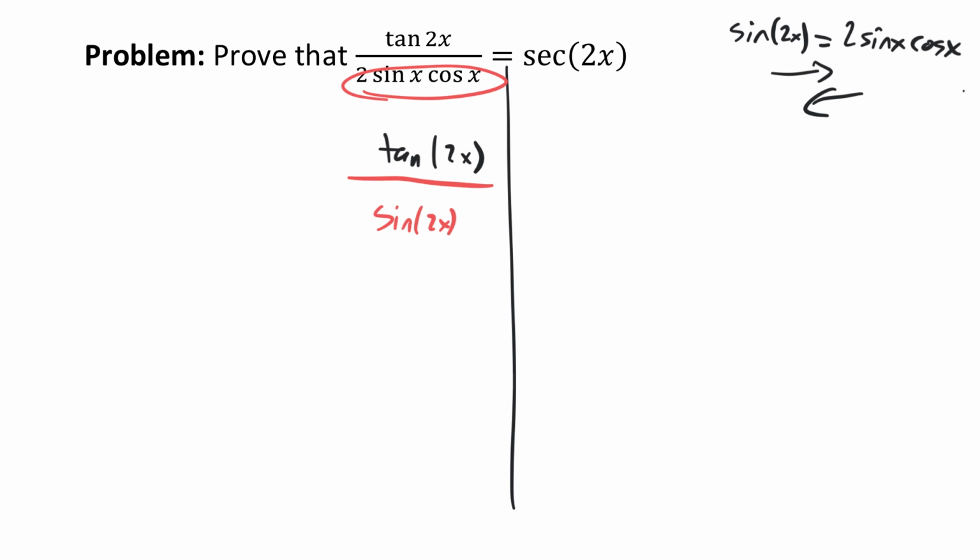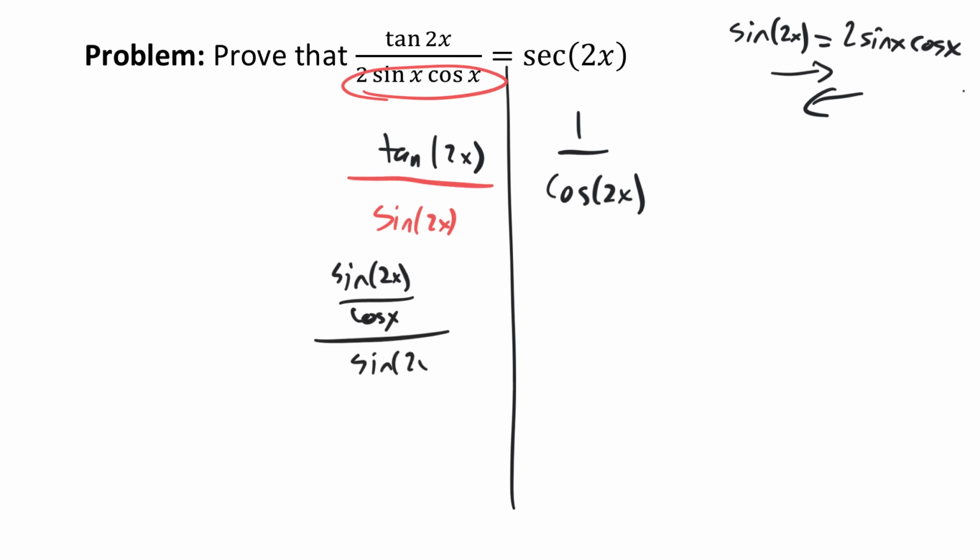Now over on the right side, we have secant. We can write that as 1 over cos, and of course it'll still be a 2x. Now they don't look the same, but at least everything is in kind of like a 2x form. So that's kind of helpful. Tan we can write as sine over cos, so sine 2x over cos 2x, all divided by sine 2x. Now we've got to work with that whole fraction in a fraction business.